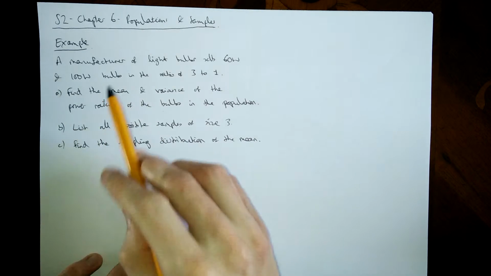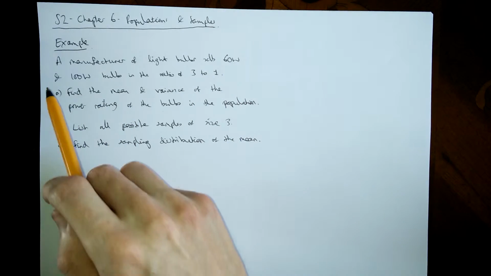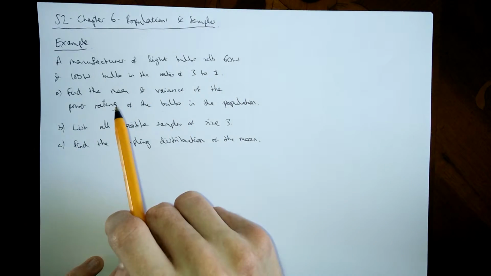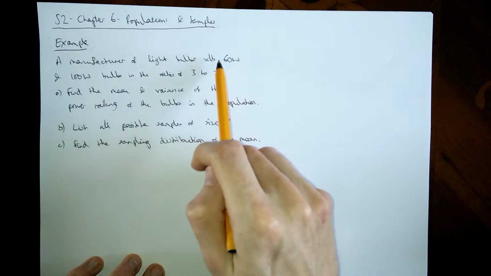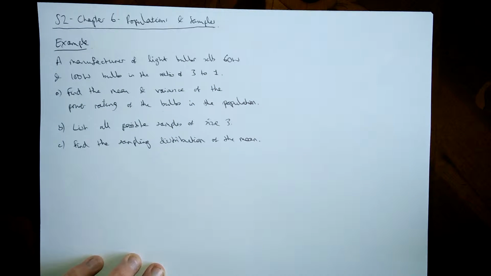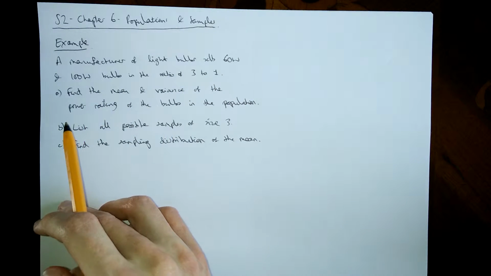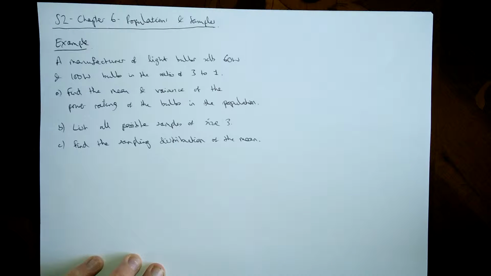We've got a manufacturer of light bulbs, and he sells 60 watt and 100 watt bulbs in the ratio of 3 to 1, meaning he makes 3 times the number of 60 watts as 100 watts. And we're asked to work out the mean and variance of the bulbs in the population, and then to list all the samples of size 3, and then to work out the sampling distribution for the mean of those samples.